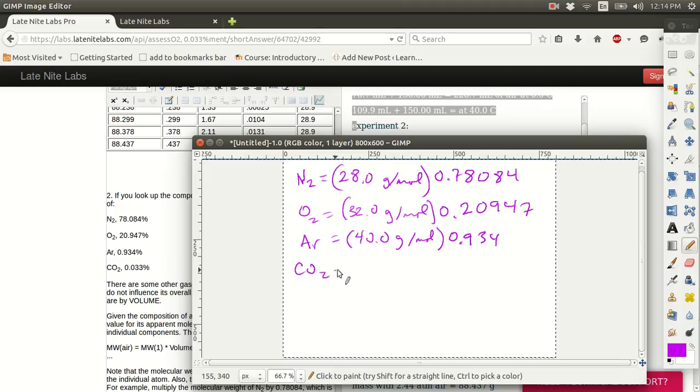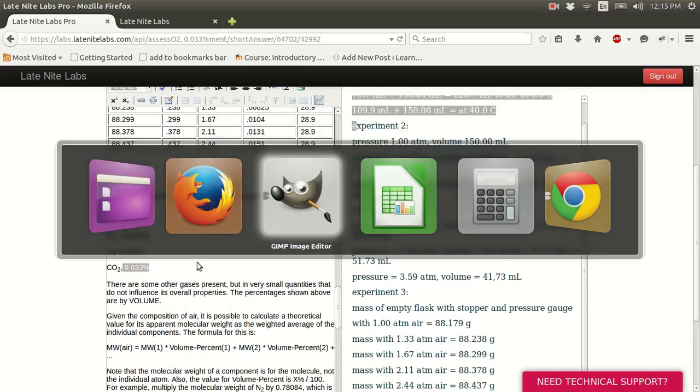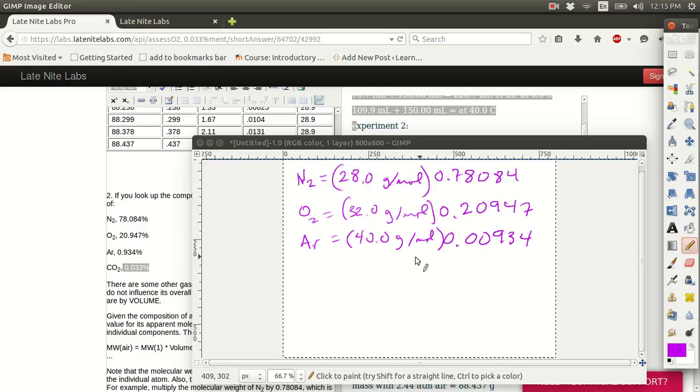And CO2 is 44.0 grams per mole. And that's 0.0. Oh, wait, hold on. 0.934% is not 0.934 as a decimal. Remember, percent means parts of 100. So 0.934% is 0.00934 as a decimal. Okay? All right, I'll let you figure out the molar mass of carbon dioxide, and I'll let you figure out the decimal for 0.033%. Just move the dot to the left two spots.